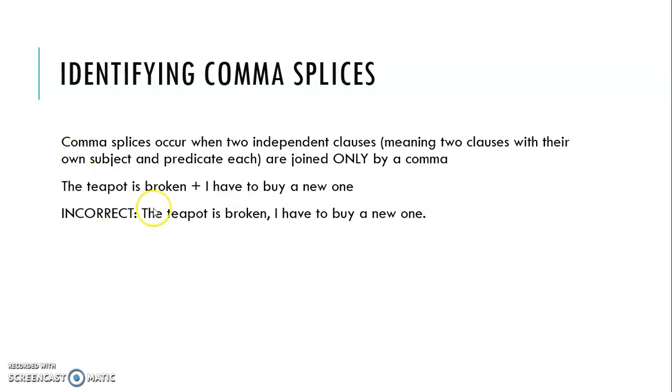So if we've got two independent clauses here, the teapot is broken and I have to buy a new one, we've joined them with just a comma, and that is incorrect. That comma is not strong enough to put those two sentences together like that. Think of it as if you're building a bridge. Do you want steel to join your bridge, or do you want a toothpick to join your bridge? So here we've got a toothpick and we need steel.